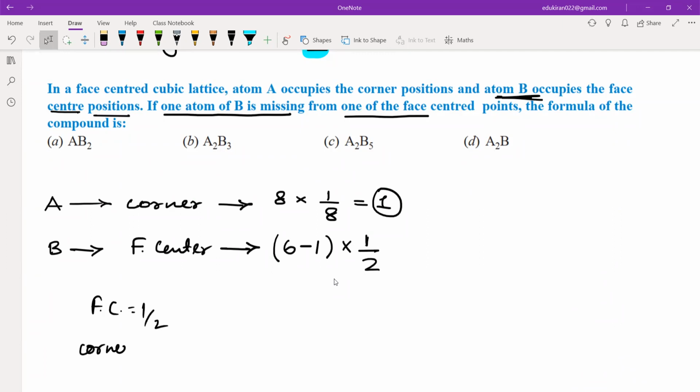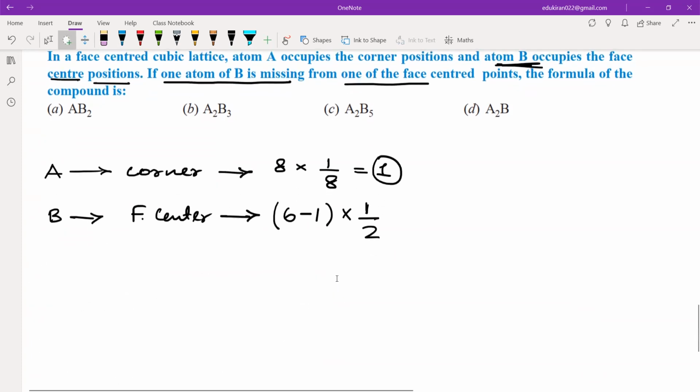Corner. Corner is how much? What is the contribution of corner atoms? Remember, 1 by 8. Start studying, all of you. Okay. Then you have edge center also. Edge center is 1 by 4. Edge center is 1 by 4. So please remember these values.